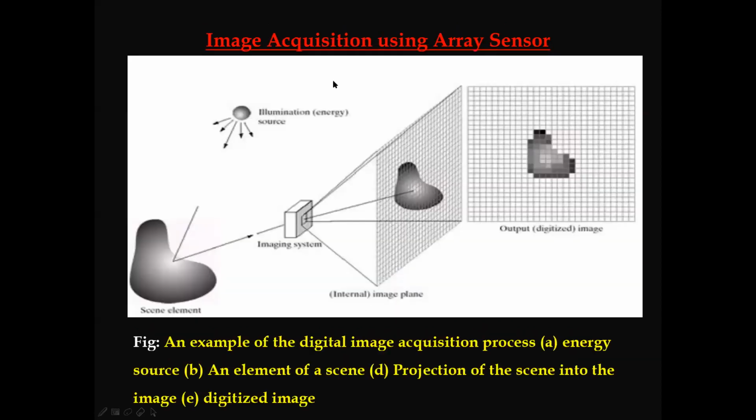Similarly, image acquisition through array sensors. This is the arrangement to produce an image using an array sensor. Initially, when the illumination falls on the scene element, the light is reflected, and the reflected light is captured by this imaging system. At the back end we have a lens, and that lens is projecting the image onto the image plane, and this image plane is coincident with the display. The display displays the digital image like this.